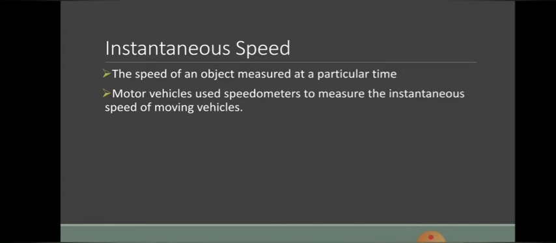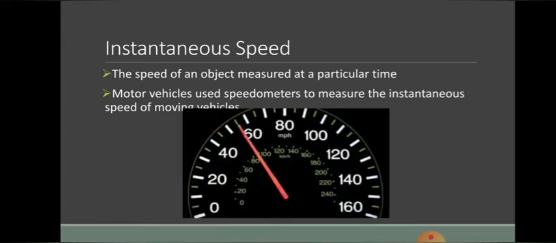So, what does instantaneous speed mean? You look at the speed of the motor vehicle at a certain time, at a particular time. So, for example, at that time when I look at it, its speed is 20 km per hour. So that is what we call instantaneous speed. Most motor vehicles use the speedometer to measure this. So this is the speedometer.